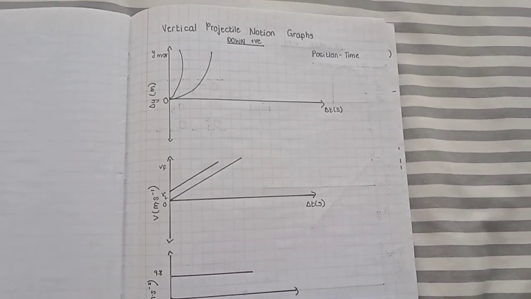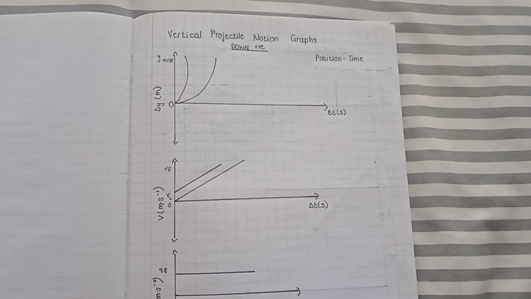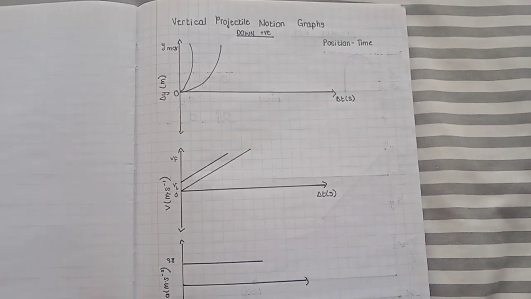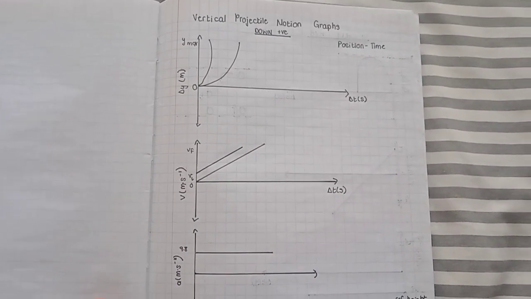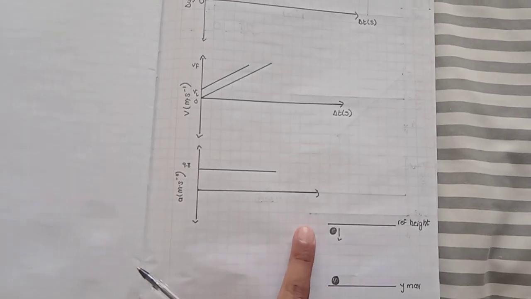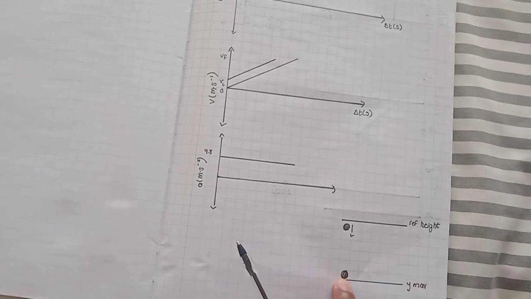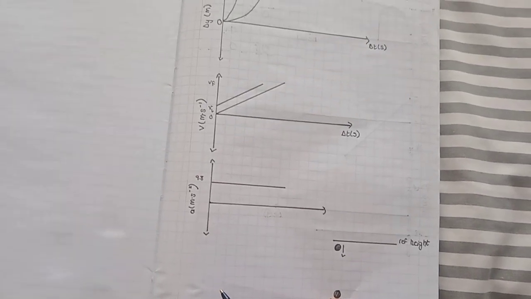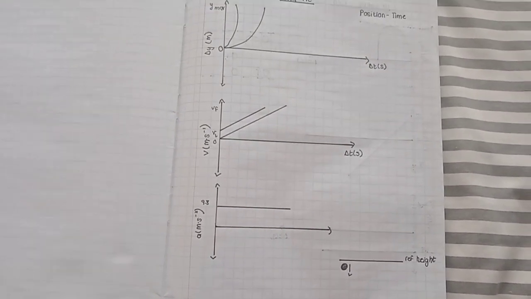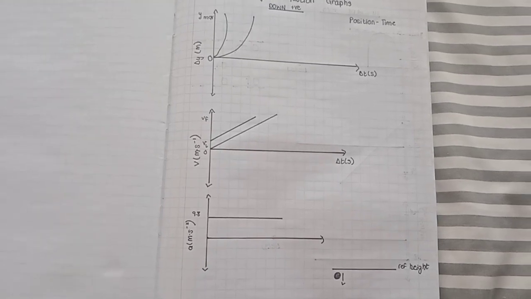As I've got over here, I have an instance where I'm going to take position down as positive, and the scenario is I am going to take a ball and throw it downwards, and it's going to reach its maximum height, which is on the ground, at the floor. So now we're going to find out how the graph behaves.